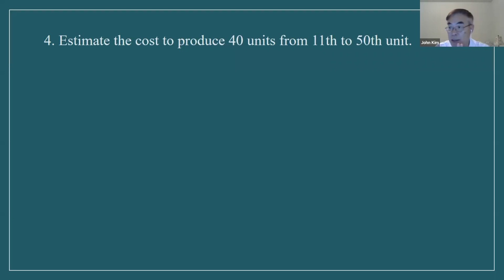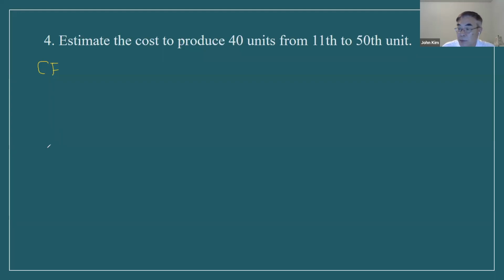Continue chapter 6 and also continue the example. Estimate the cost to produce 40 units from 11 to 50 units. Multiple units. So this one, when we find the multiple units, then usually we use cumulative factor, CF.